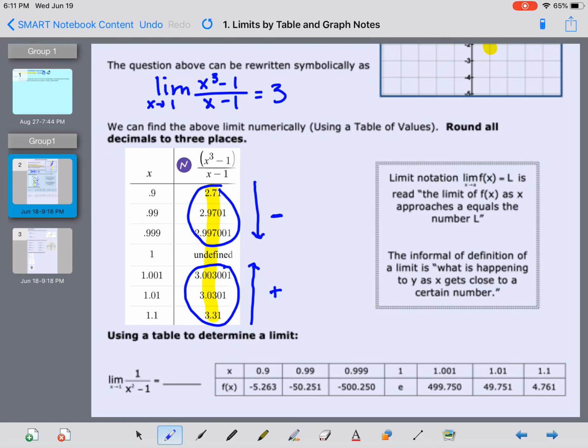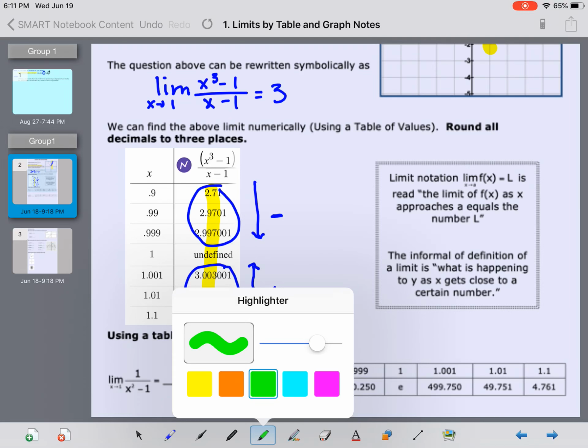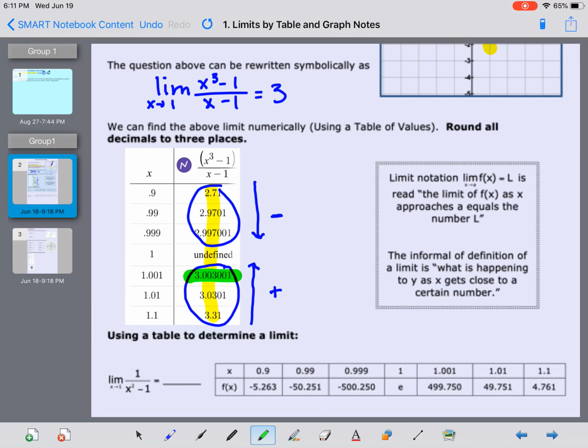So really what we want to look at is probably the ones that are closest to this. We want a couple of values to see if there's a pattern. That's important. But in the end, we want to look at the ones that are closest. And if those two numbers are about the same value, we would say that the limit is approaching that value. So 2.997, 3.003, very close to 3, which is why we say the limit is in fact 3, because it's approaching 3. If we got closer, it would be even closer.